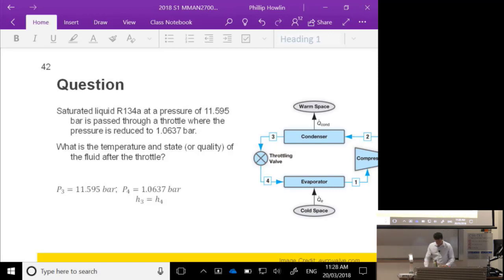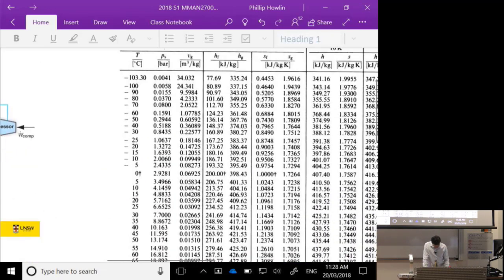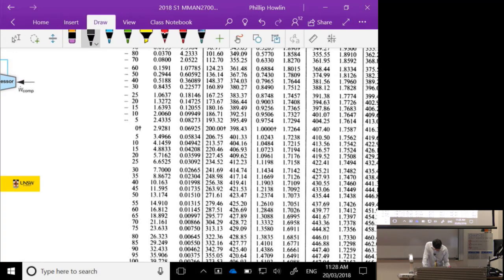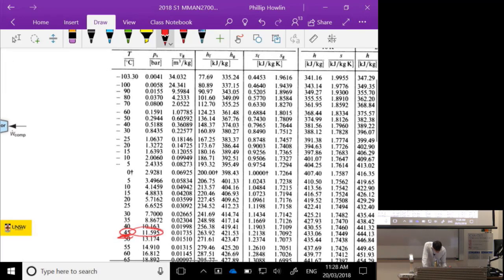So now the question is, what's the state of the fluid at 11.6 bar and saturated fluid? So this is the Riesel tables, 11.6 bar. If you wondered why the pressure was so unusual, so I wouldn't have to interpolate. Right, so we've got a liquid that's 45 degrees C, all right? It's 11.6 bar, and it has an enthalpy of 263.92 kilojoules per kilogram, according to the reference point that Riesel's chosen.